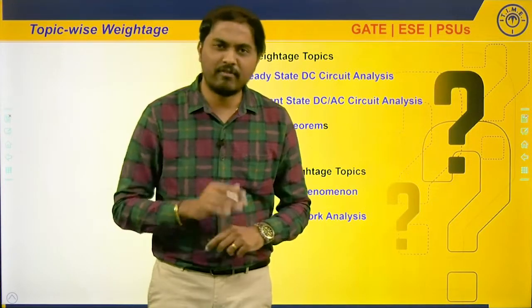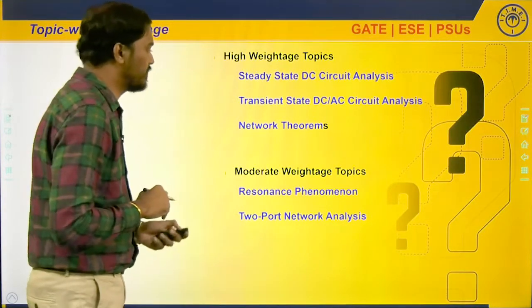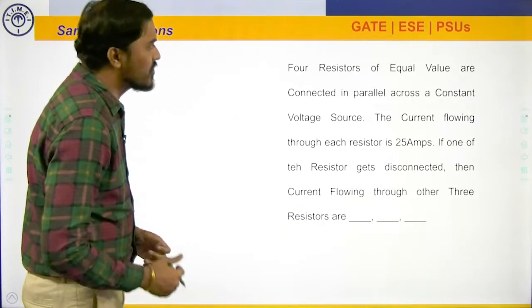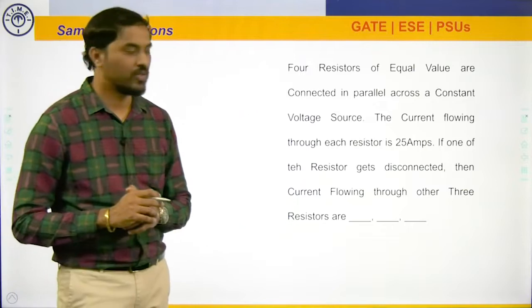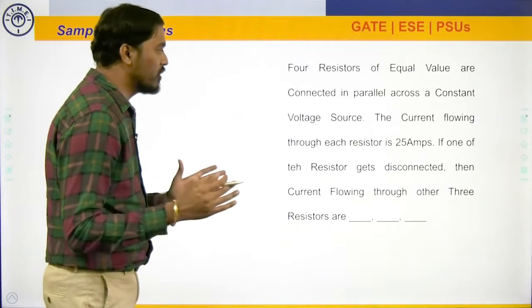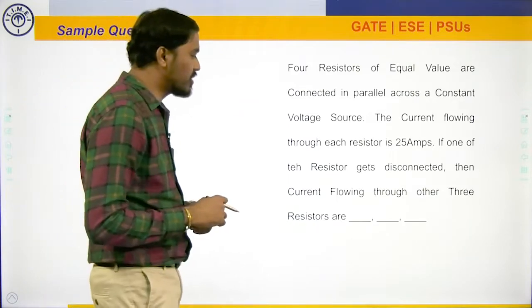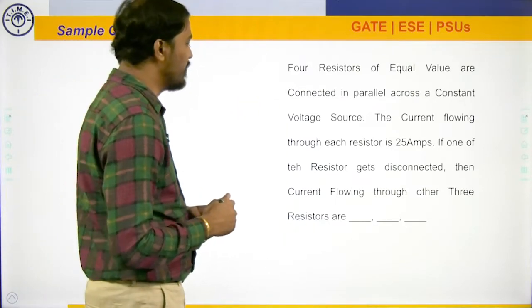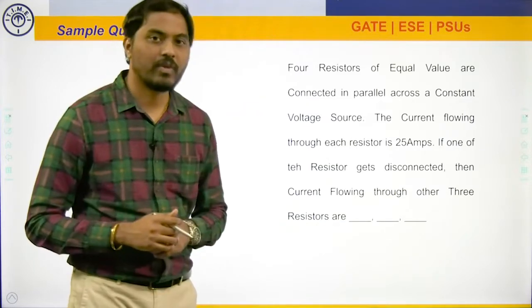Let me start with one very simple question. The question goes something like this. Four resistors of equal value are connected in parallel across a constant voltage source. The current flowing through each resistor is, let us say, 25 amperes. If one of the resistors gets disconnected, then the current flowing through the other three resistors is?